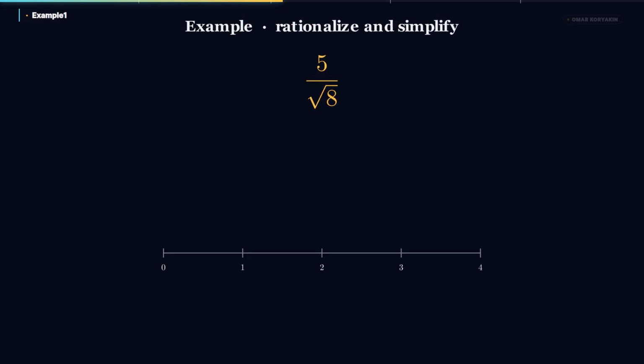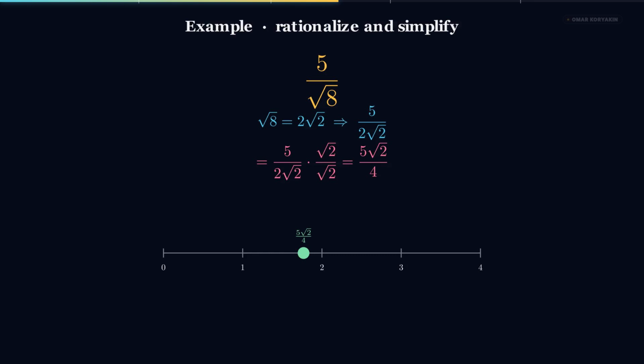Rationalize 5 over the square root of 8. Before reaching for the conjugate or anything fancy, simplify the radical first. The square root of 8 equals 2 times the square root of 2. The fraction becomes 5 over 2 times the square root of 2. Now multiply numerator and denominator by the square root of 2 to clear the radical from the denominator.